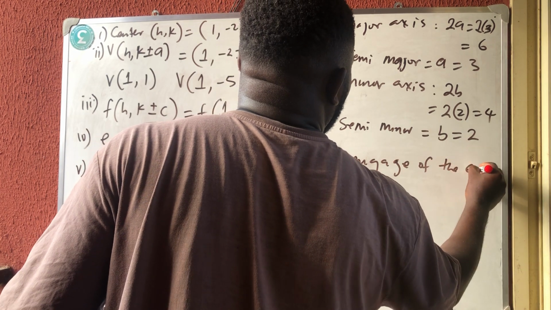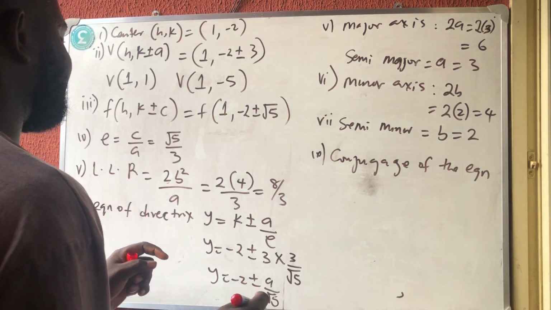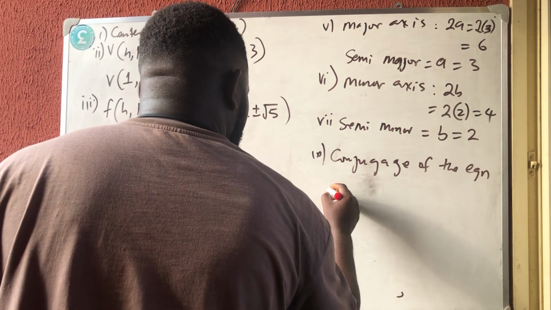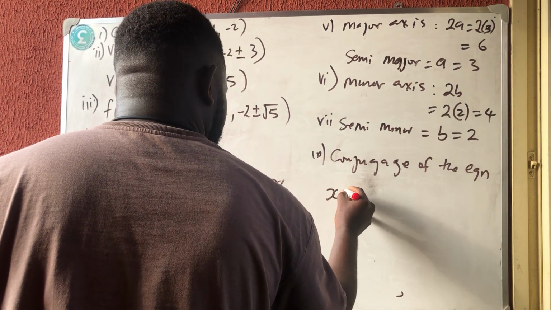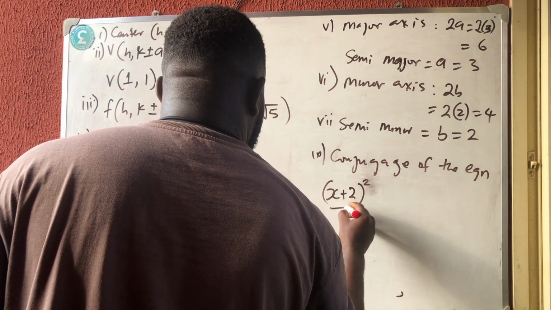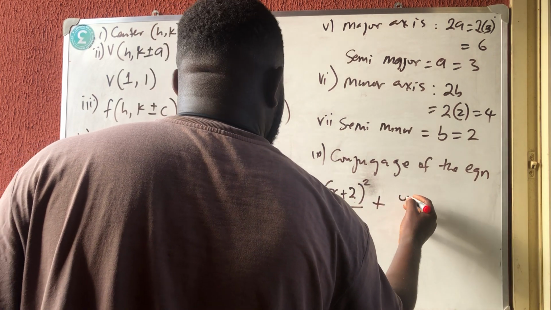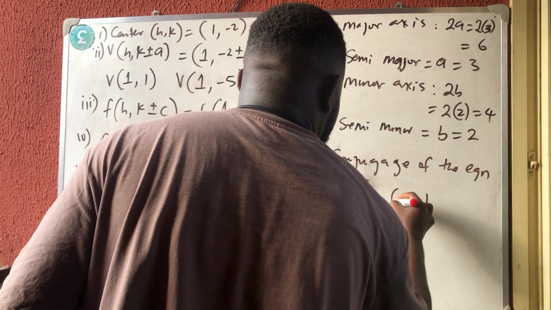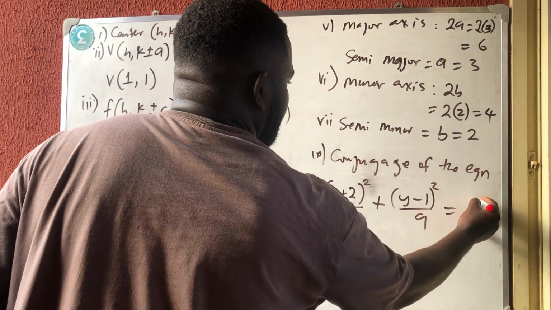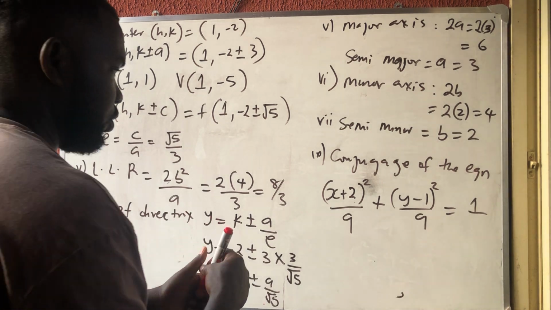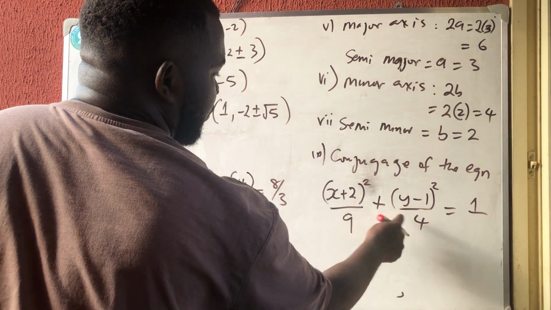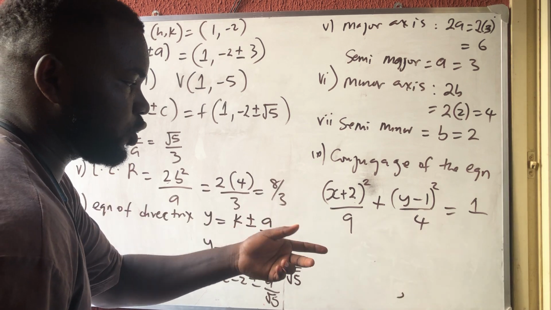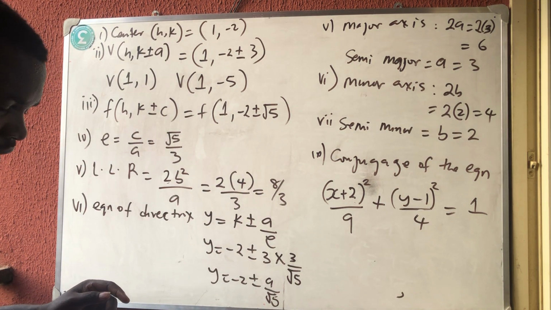The conjugate of the equation: I told you that if the equation is parallel to y, the conjugate will make it parallel to x. Just swap the denominators of the equation we got. So (y minus 1) all squared over 9 plus (x plus 2) all squared over 4 is equal to 1. 9 was here before and 4 was here, so when you swap it, that is the conjugate, because that is what will now make it parallel to the x axis. Initially it was parallel to y, so the conjugate makes it parallel to x.